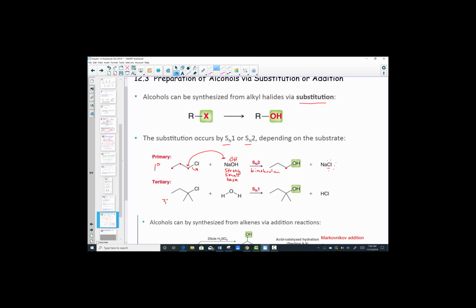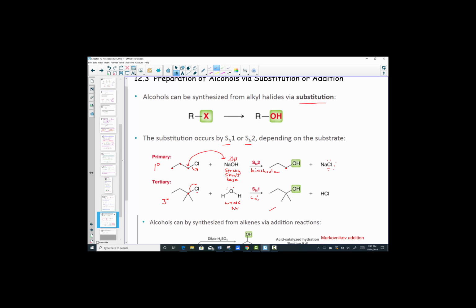If we have a tertiary substrate, this carbon is attached to 3 other carbons, and we have a tertiary alkyl halide. We use a weak nucleophile, such as a water molecule. And recall that this occurs through a unimolecular reaction mechanism, where step 1 says the leaving group has to leave, and we create a carbon positive ion, a carbocation.